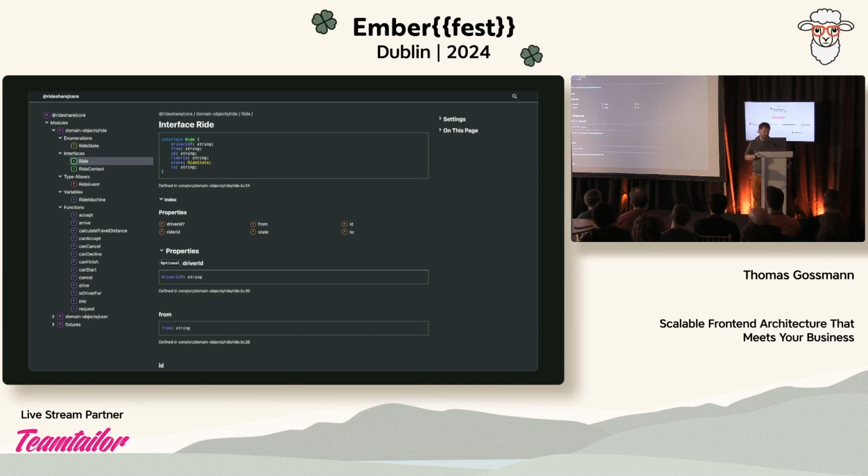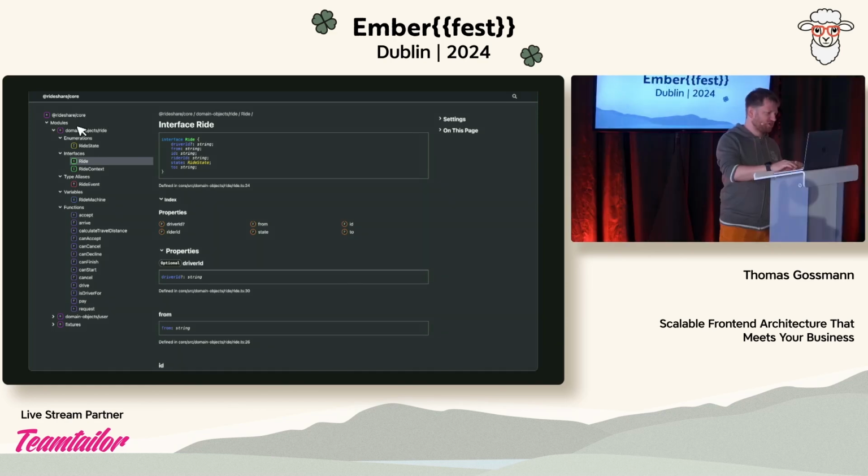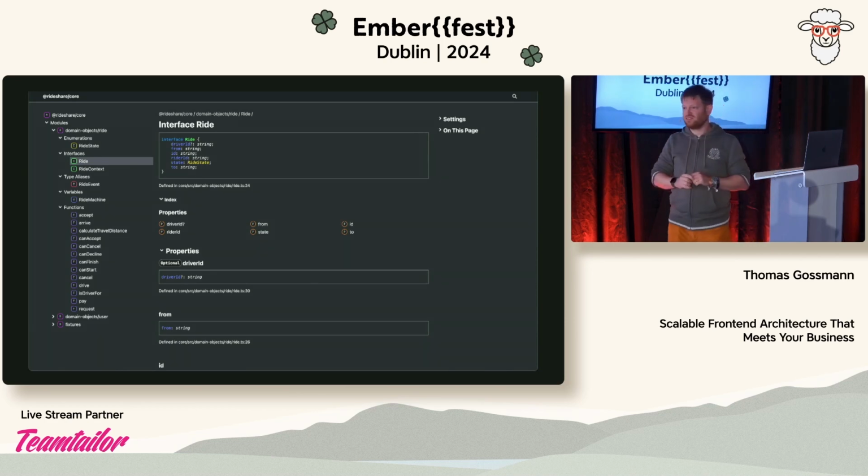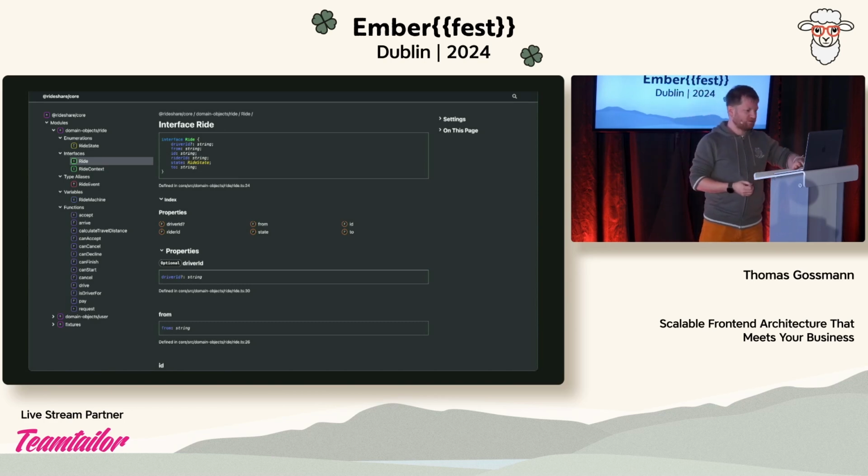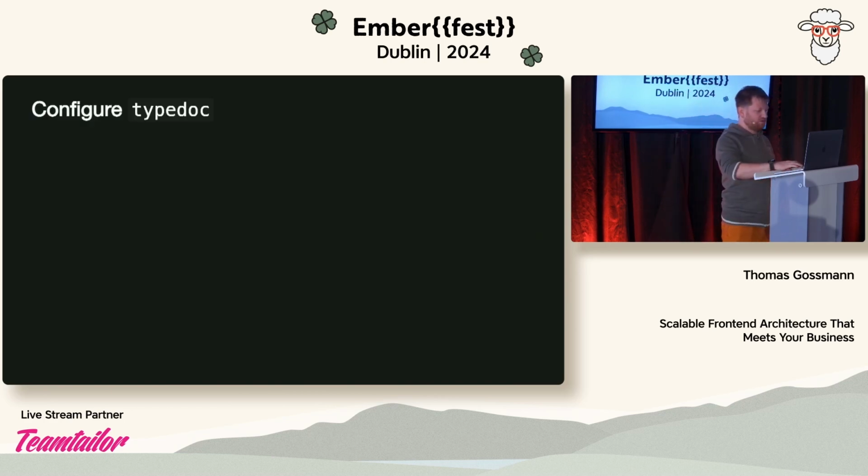But no, not really. If you look at the navigation on the left, we have some core modules, domain objects, and then these fancy vocabulary entries: enumerations, interfaces, type aliases, variables, and functions, which are very cluttered. And this is not good vocabulary to speak with a non-tech person about your product. Luckily, TypeDoc allows us to fix that. There's a little configuration we need to do.